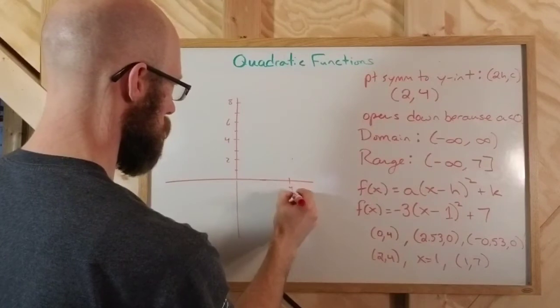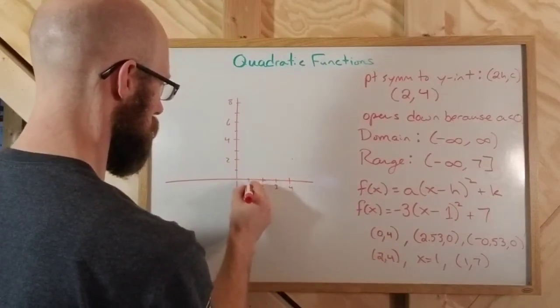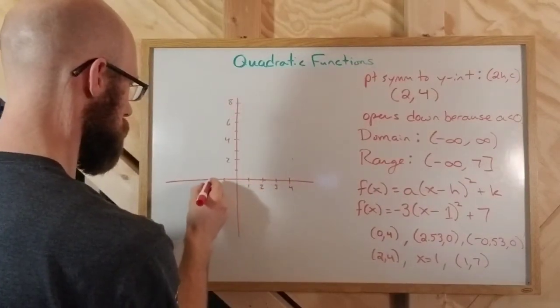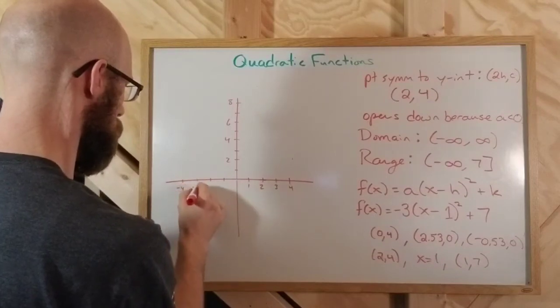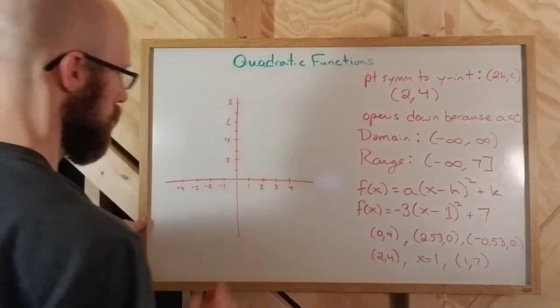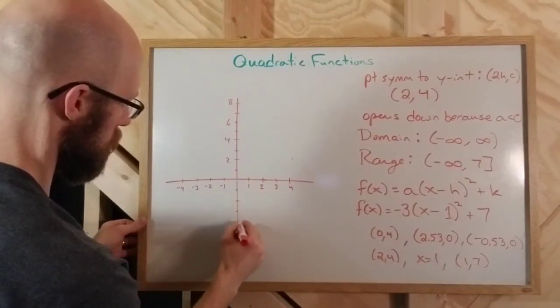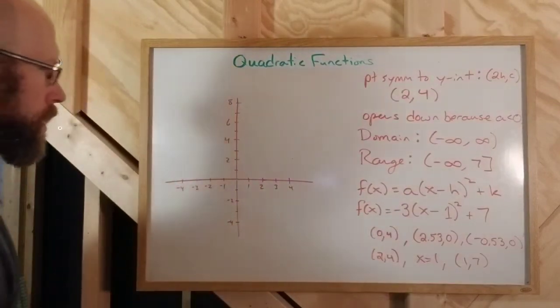So there's 4, there's 2, 3, 1. And then we'll try to keep the distance the same. 1, 2, 3, and 4. And then vertically, let's go down a few more, maybe down to 4. Okay.